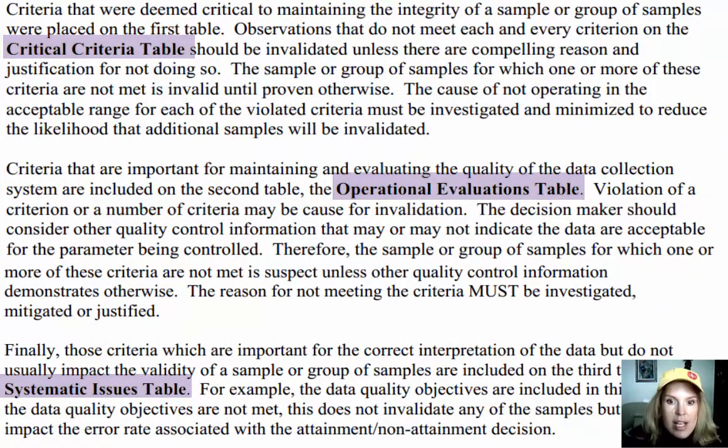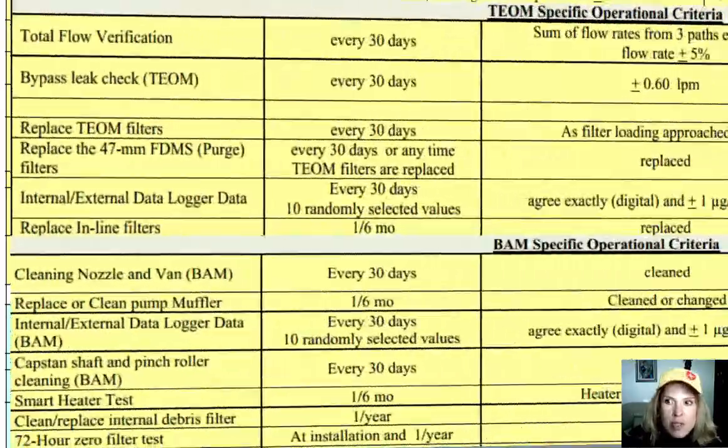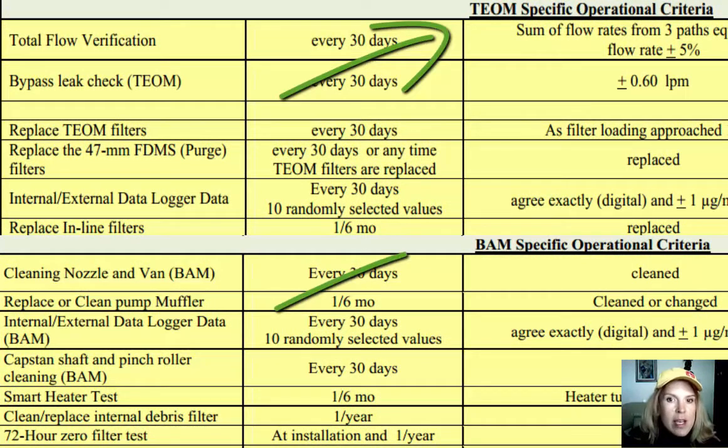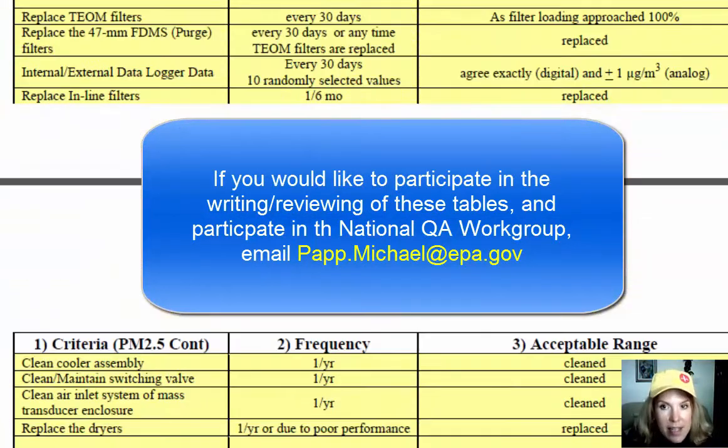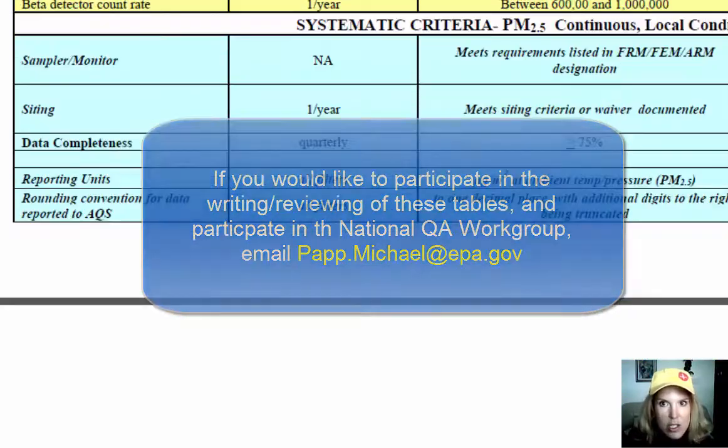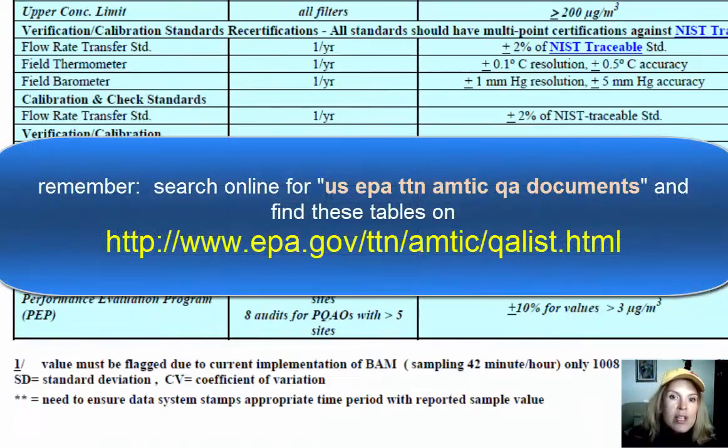Also very valuable is that there are instrument-specific criteria. For example, for PM 2.5 continuous methods, you can see that there are specific criteria that are for a TOM, for example, and these are based upon comments of the QA work group, which is a national work group, and everybody is invited to participate, that continuously updates these validation templates. So it's very important that you know where to find them online.